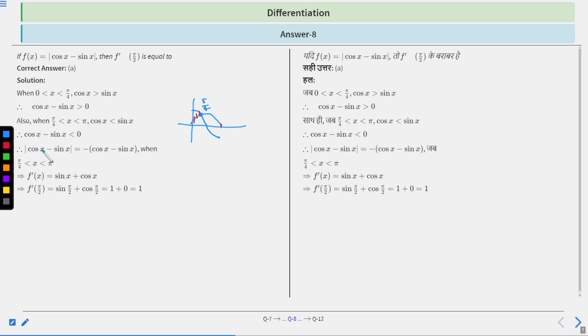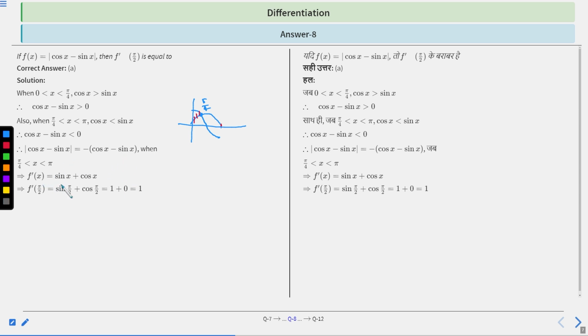Clear? Therefore, mod of cos x minus sin x is equal to minus of cos x minus sin x when x is between pi by 4 to pi. Since pi by 2 is between pi by 4 to pi, fx will be minus of cos x minus sin x. That is sin x minus cos x.